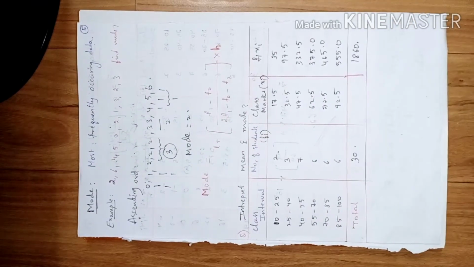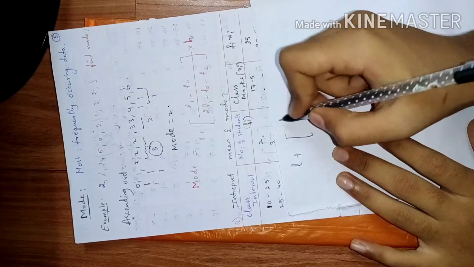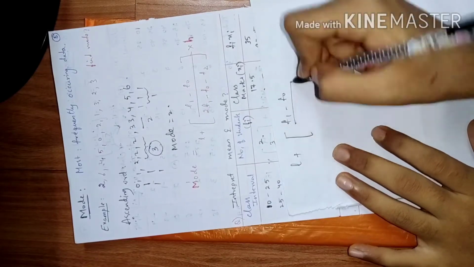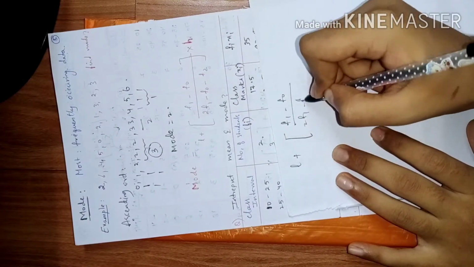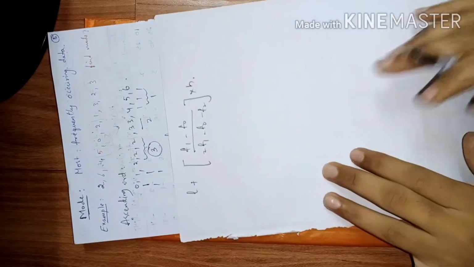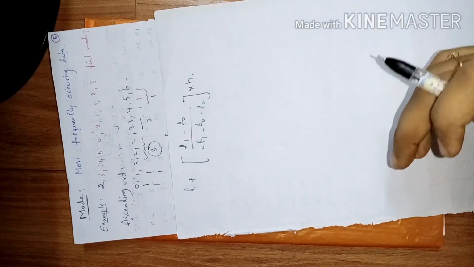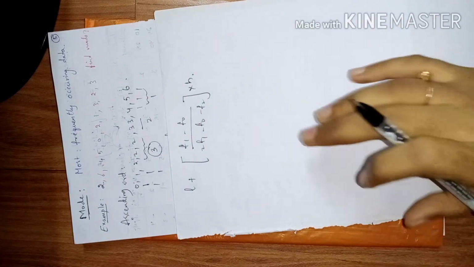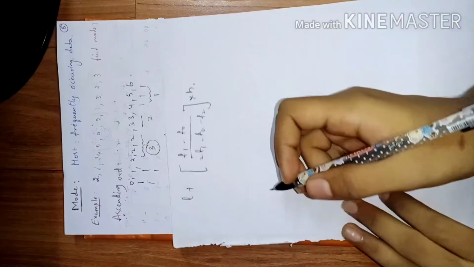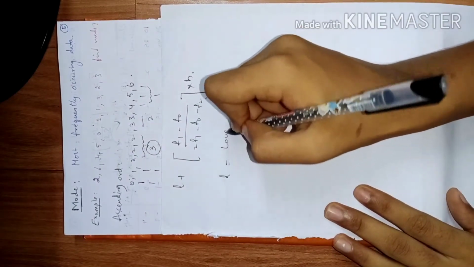So now we will be applying this formula. I'll explain this formula in detail. It's L plus f1 minus f0 by 2 f1 minus f0 minus f2, into h. So each of the terms we will see, friends. Here L is the lower boundary.